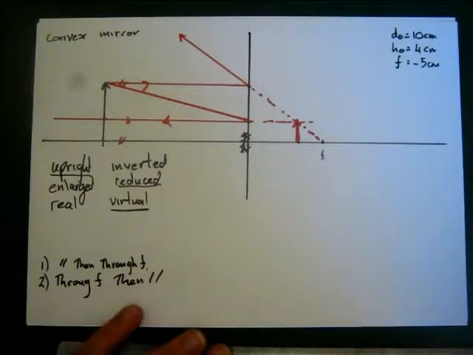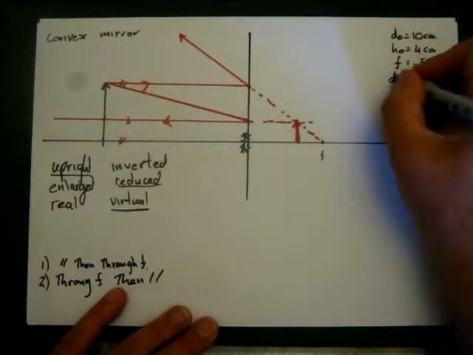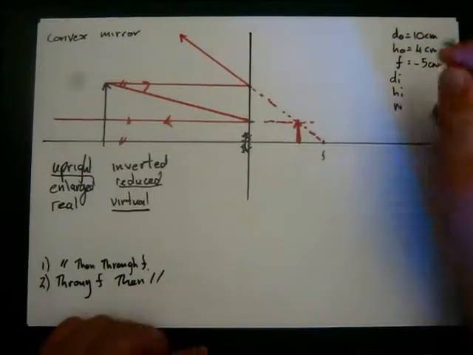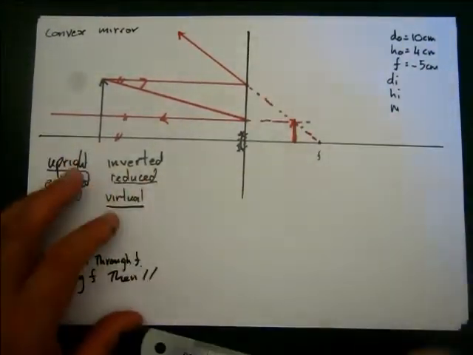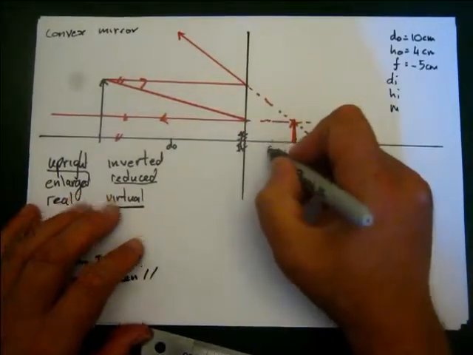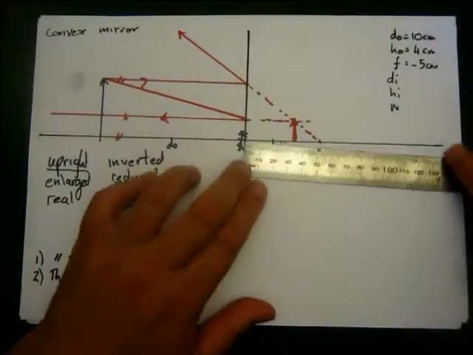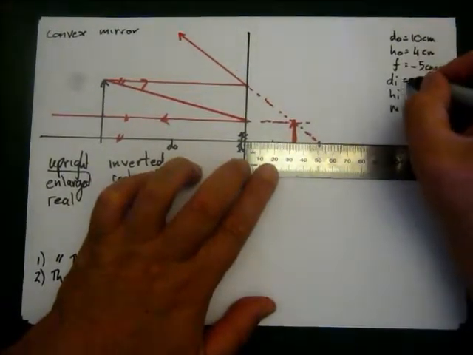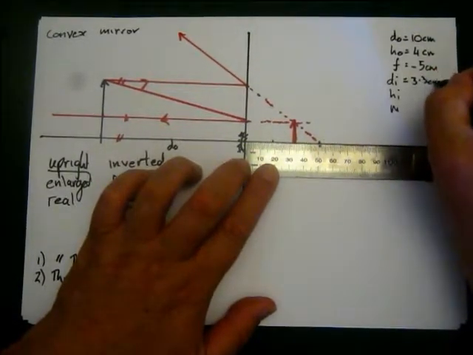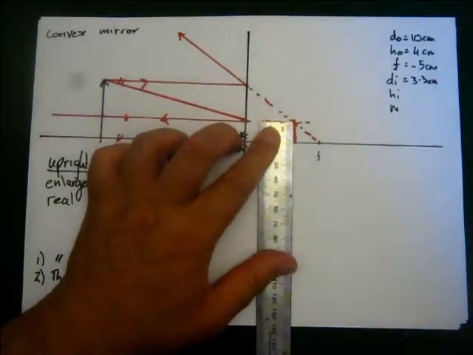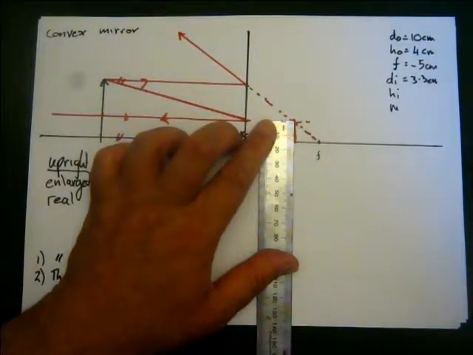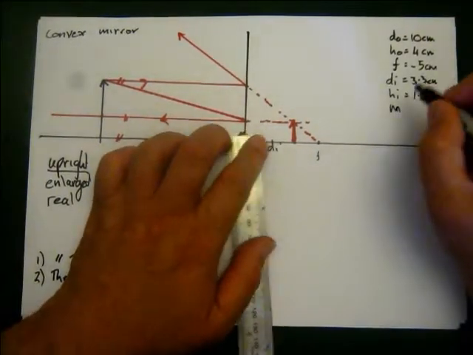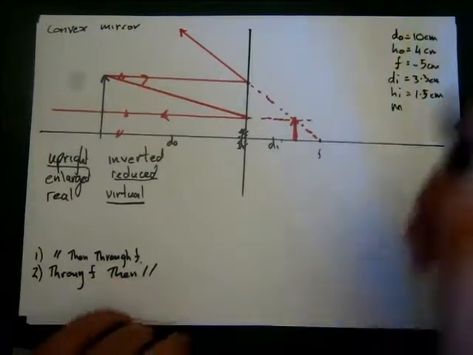So then we want to pick up two more pieces of information: DI, HI and magnification. Or we can just measure DI. DI is going to be, what's that, 3.3 centimetres. HI is going to equal 1.5 centimetres. But, well, we can use math.